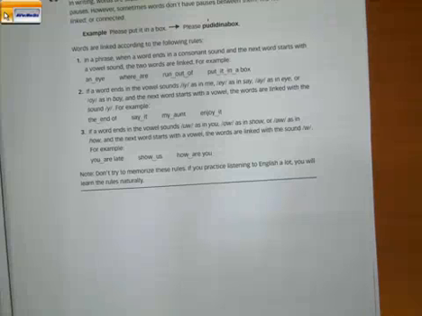So these are connected. Now, words are linked according to the following rules. In a phrase, when a word ends in a consonant sound and the next word starts with a vowel sound, the 2 words are linked. For example, an eye.